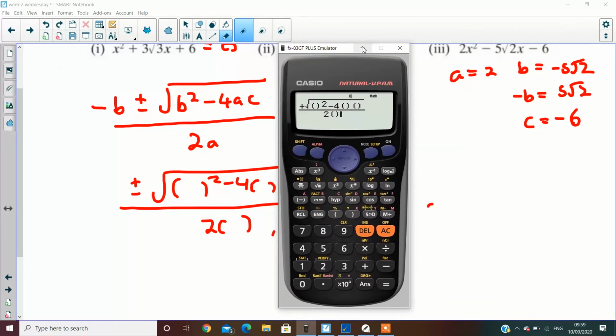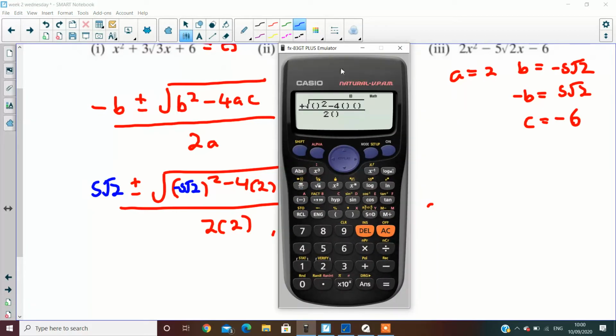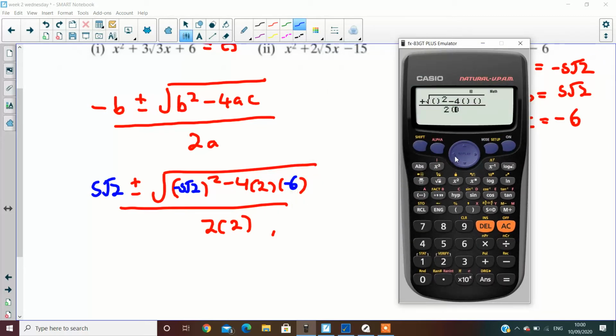Okay, next thing we're going to ask you to do is to put in the numbers. A is 2. Whoa, made a mistake already. A is 2. B is minus 5 root 2. Makes minus B 5 root 2. C is minus 6. Now, put all this into the calculator and get me an answer, please, okay?